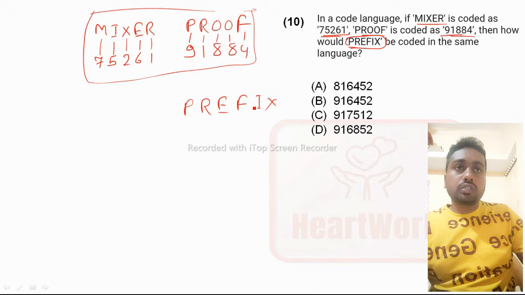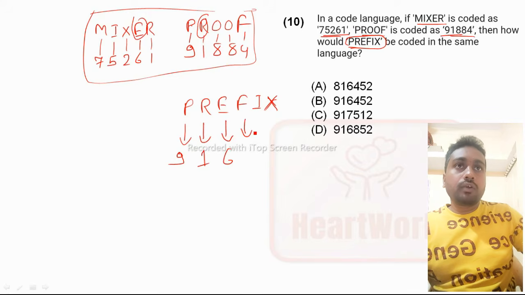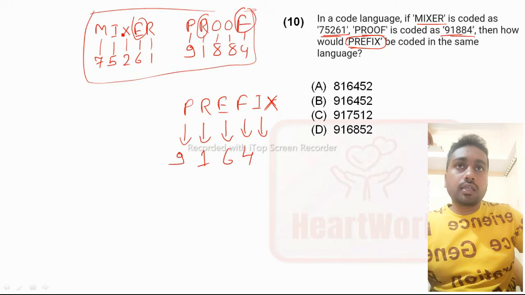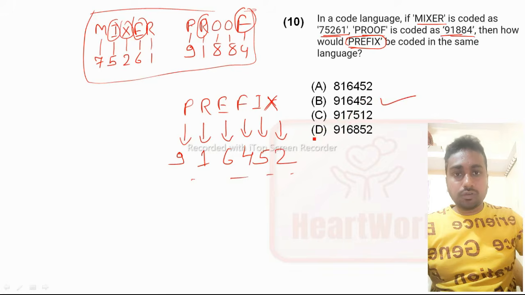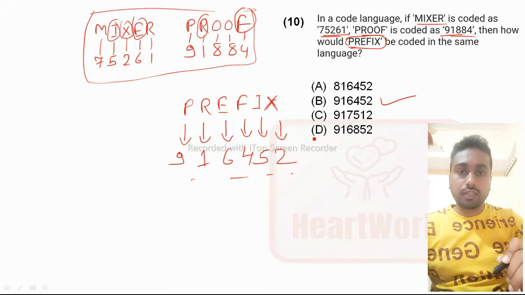So what do they ask in the question? PREFIX. For P what is the code? P is 9. For R, where is R here, R is 1. For E, E code is 6. For F, F code is 4. And I, I code is 5. And X, X code is 2. So 916452. Option B is the right answer. By seeing the question only you can find the answer.